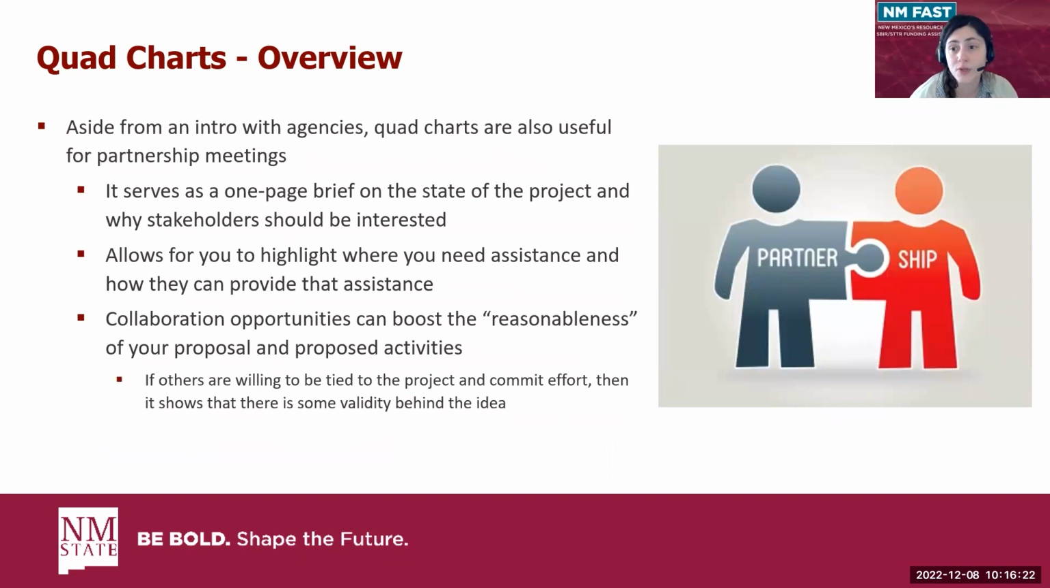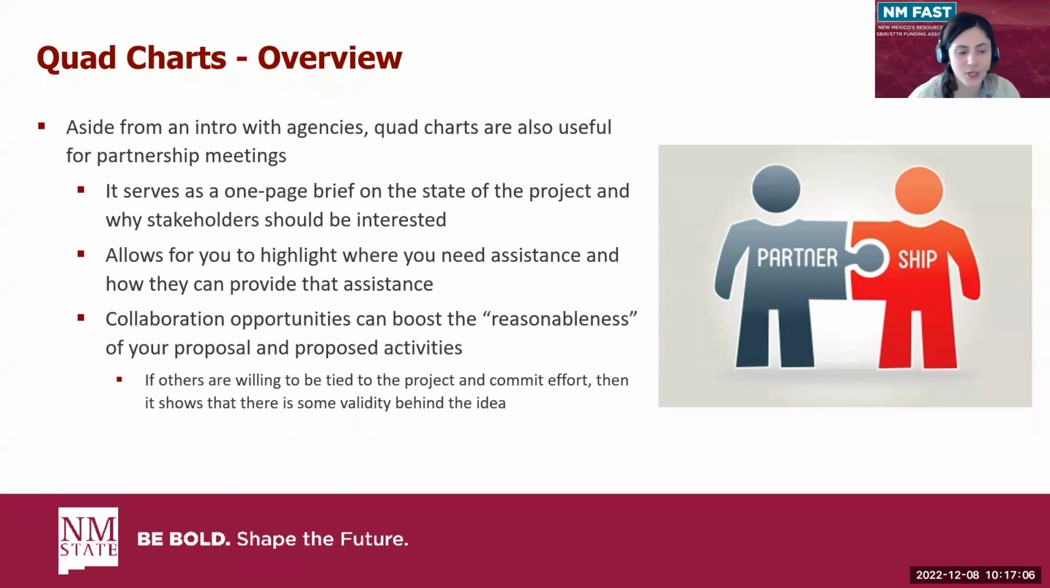So aside from just intros with agencies and using that as a conversation starter for agencies, quad charts can also be useful for partnership meetings. They can serve as a one-pager that briefly states what your project is about, at which stage the project is, and why stakeholders should be interested. Also, when you are talking to federal agencies, you should think about them as stakeholders as well. How does your innovation fit into their needs? They have very, very specific needs. So as you're filling out your quad chart, make sure to use their verbiage, use the words that they are actually putting on their pages and show, hey, my idea fits your need, and this is how I'm going to solve your problem.